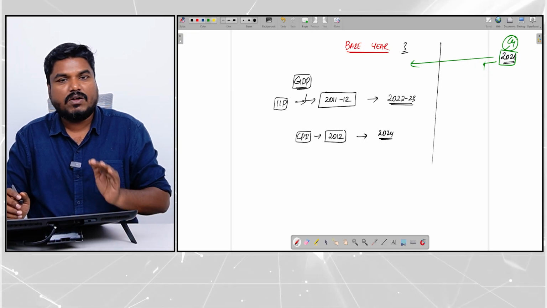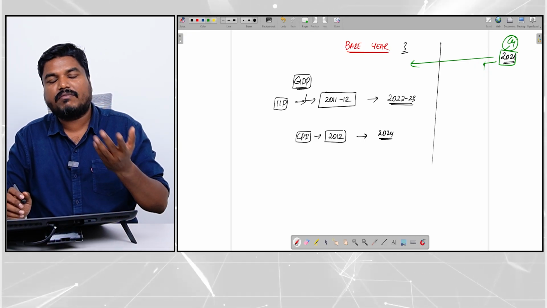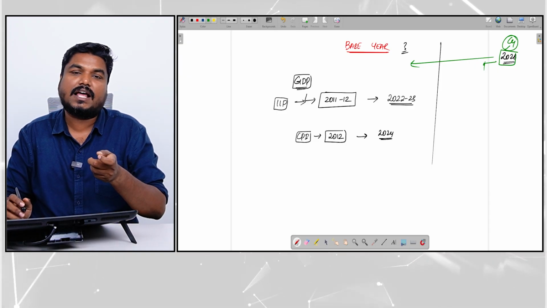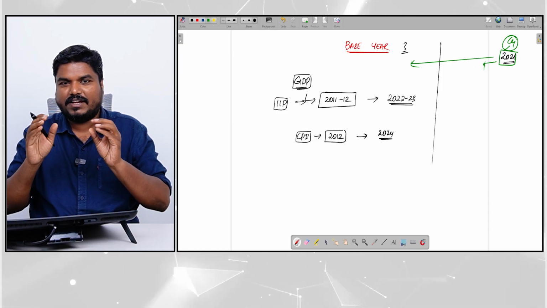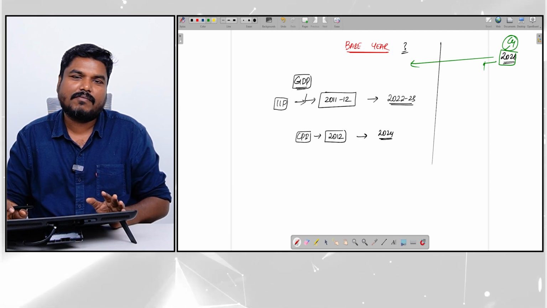Great. Now at what interval will it be revised? Is there any specific grammar for revising the base year? There is no specific defined conditions or grammar and all.